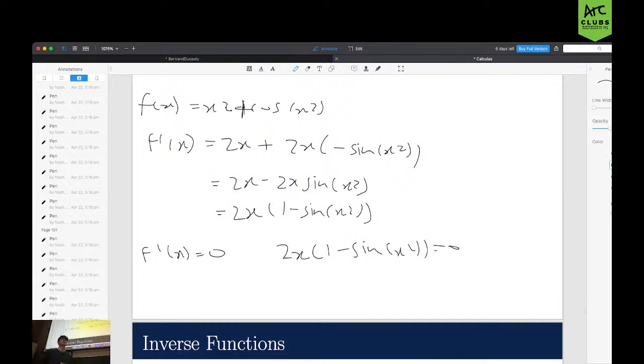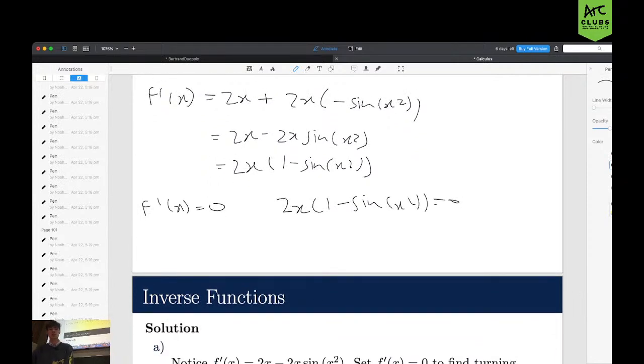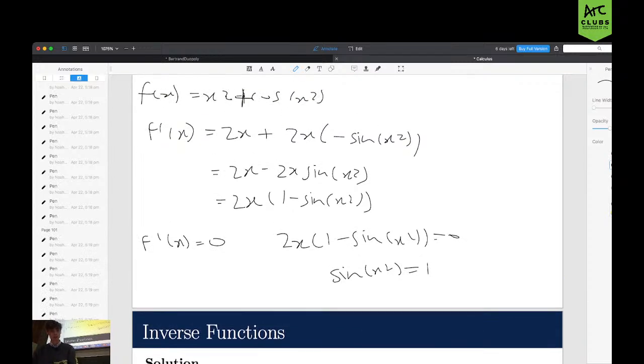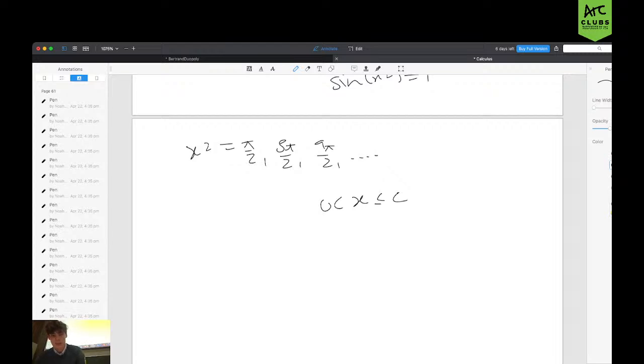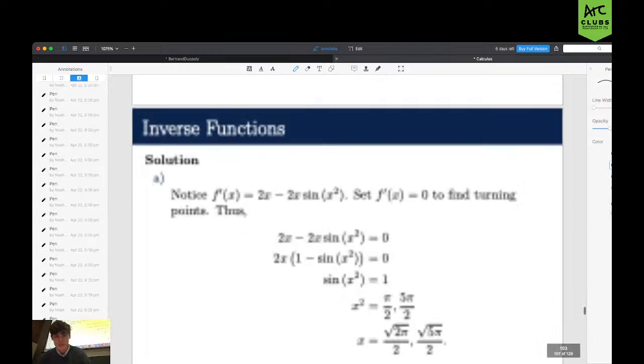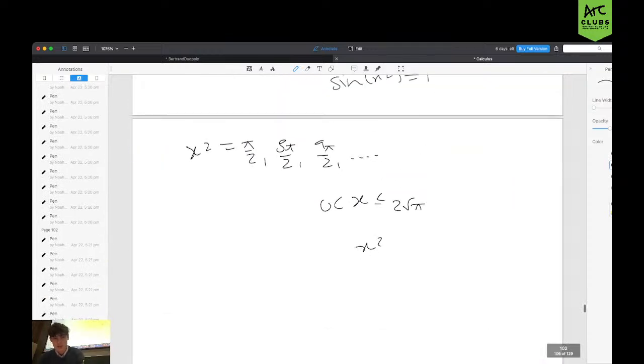We said x is not in the domain of f at 0, so x equals 0 is not a solution. So to find our solutions, we're going to be looking for wherever sine of x squared equals 1. Right? So in other words, we want to solve for wherever x squared equals pi on 2, 5 pi on 2, 9 pi on 2, etc. Notice that this is our domain, right? x is larger than 0 and less than or equal to 2 square root pi, I think. Yep. So that means x squared is less than or equal to 4 pi. So then therefore, 9 pi on 2 is not a solution. Everything larger than that is not a solution. These are our only two solutions that fit within our domain.